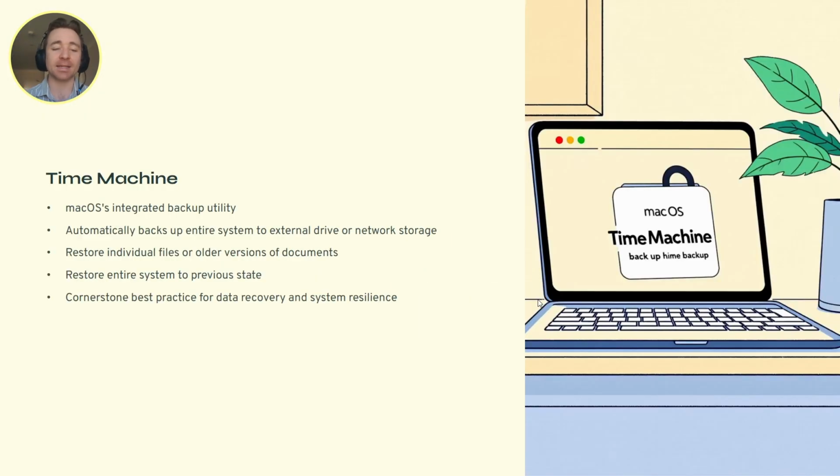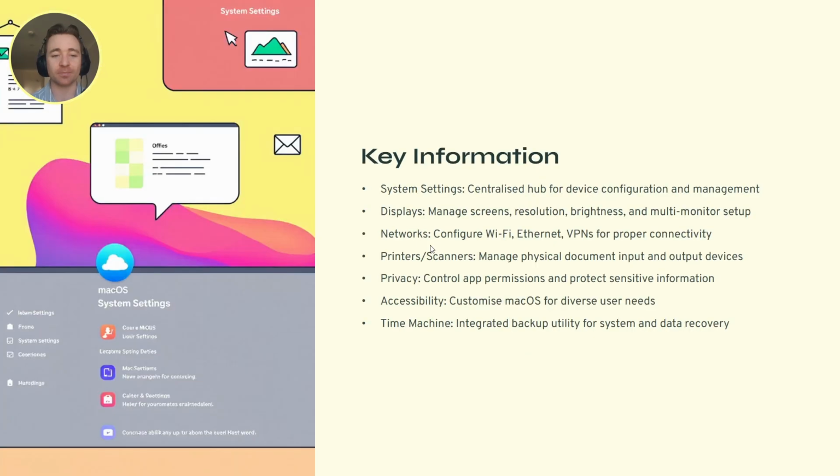All right. And then Time Machine is macOS's integrated backup utility. So enable this to make sure you always have a backup at regular intervals. It automatically backs up the entire system to external drive or network storage. Okay. Now you can use this to restore your system if anything goes wrong later on down the track.